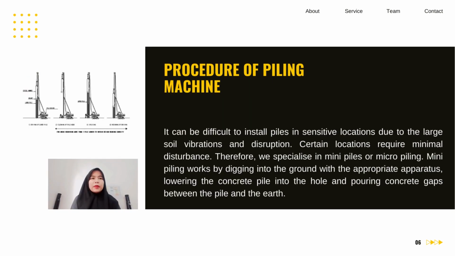For the procedure of the piling machine, it can be difficult to install piles in sensitive locations due to the large soil vibration and disruption. Certain locations require minimal disturbance. Therefore, we specialize in mini piles or micro piling. Mini piling works by digging into the ground with the appropriate apparatus, lowering the concrete pile into the hole and pouring concrete into the gaps between the pile and the earth.